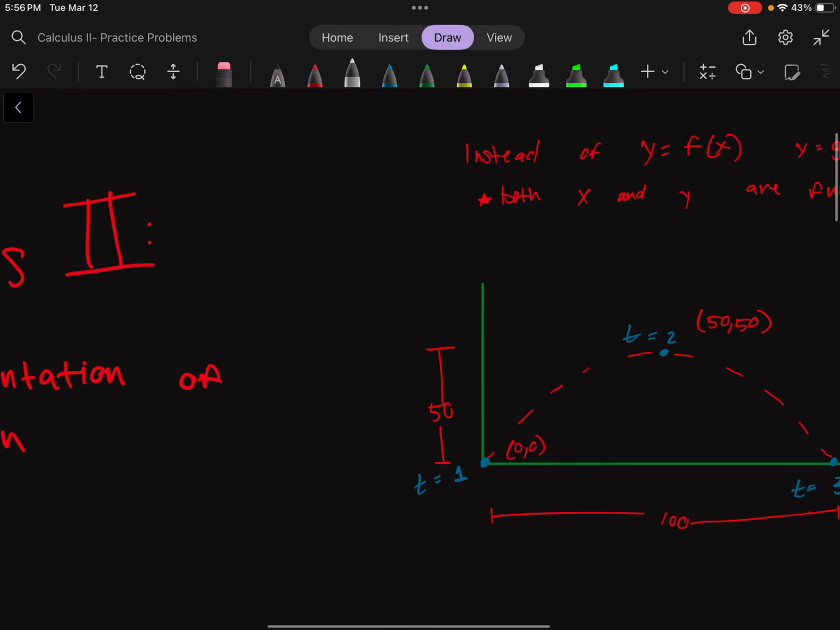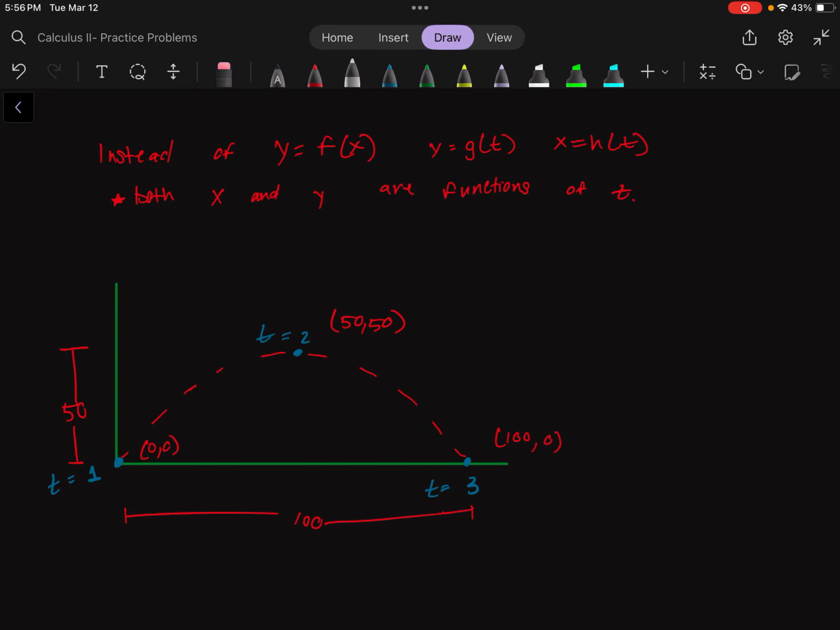So what are parametric functions? Instead of y being a function of x, both y and x are different functions of t. This t is called a parameter. What we are going to do is eliminate that parameter to be able to sketch the function.